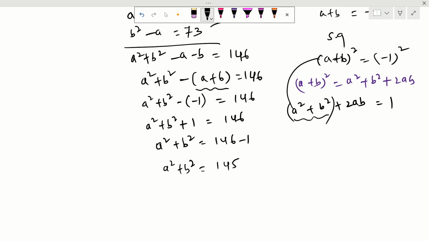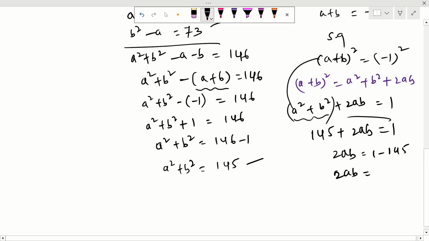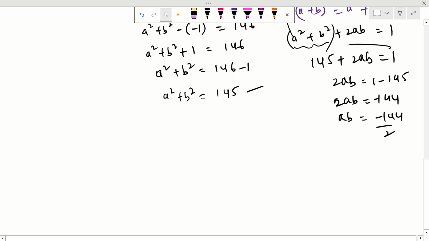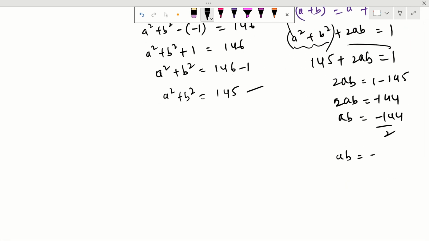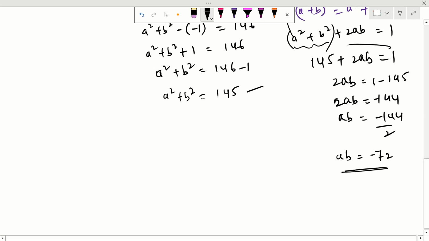So this a square plus b square value is 145, we know, right? So I can substitute here the value of a square plus b square, which is 145, plus 2ab, is equal to 1. If we take this 145 to the other side, then it will be 1 minus 145, so 2ab will be 1 minus 145, which is minus 144, right? So ab is equal to minus 144 divided by 2, then we'll have the value of ab is equal to minus 72, right? ab is equal to minus 72.